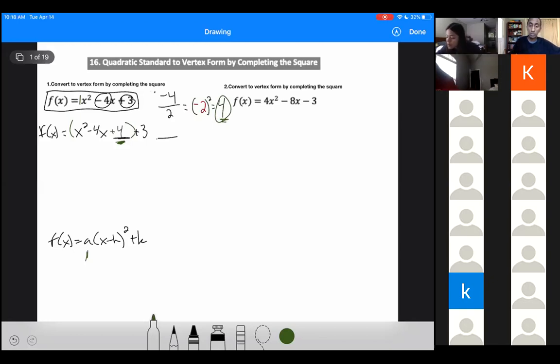Hopefully it's coming back to us. And then because you added 4 in the equation, in order to keep it balanced, over here we would need to put what? -4. Because 4 minus 4 is 0, so we haven't changed the statement being true. It's still true.